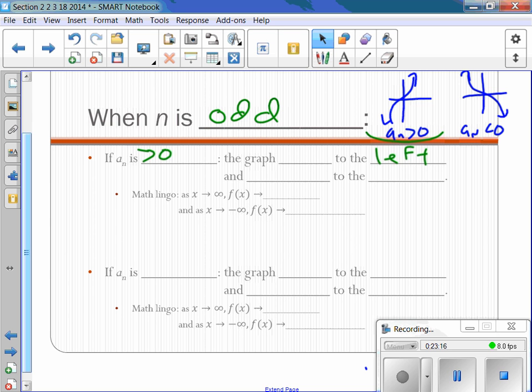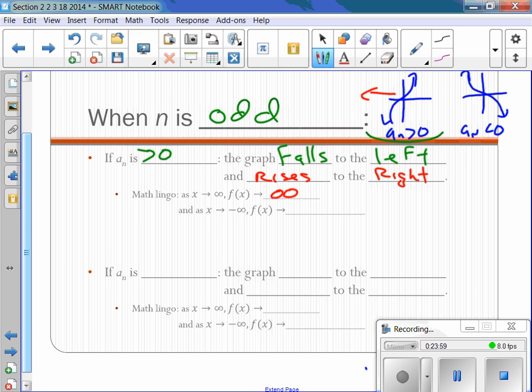And on the right side, when we use the nice little math symbols, as x approaches infinity, meaning as x goes to the right, my function is going to where? To infinity. So as x approaches infinity, f of x approaches infinity. As x approaches negative infinity, so as x goes that way, f of x is approaching negative infinity.